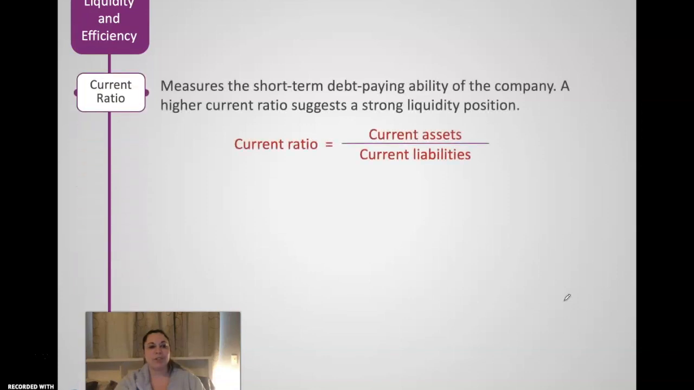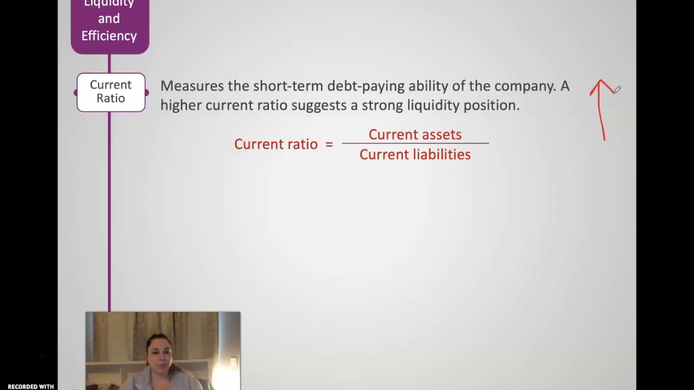Okay, so the first one we have is the current ratio. And by the way, liquidity and efficiency ratios are how easily can the company turn what it has into cash? Are they taking our cash and using it efficiently? Okay, so for the current ratio, it measures the short-term debt-paying ability of a company. A higher current ratio suggests a strong liquidity position. So for this one here, we want a higher number. The higher, the better. Basically, can our current assets cover our current debt, our current liabilities? And we definitely want it to. We want at least an answer here of 1, because we do want our assets to cover our liabilities, but like I said, the higher number, the better.